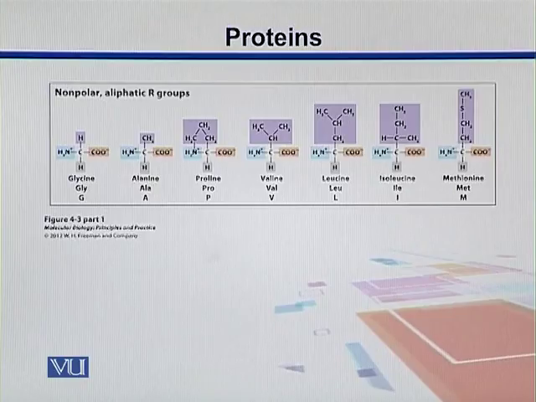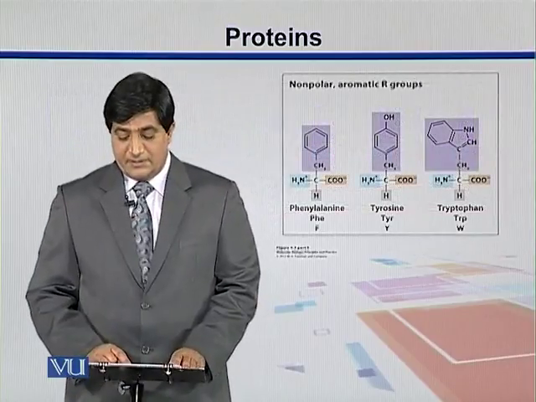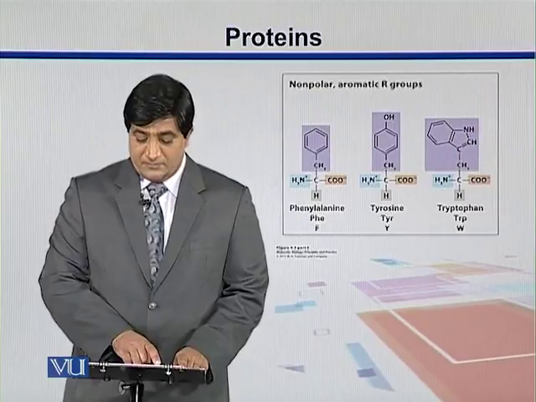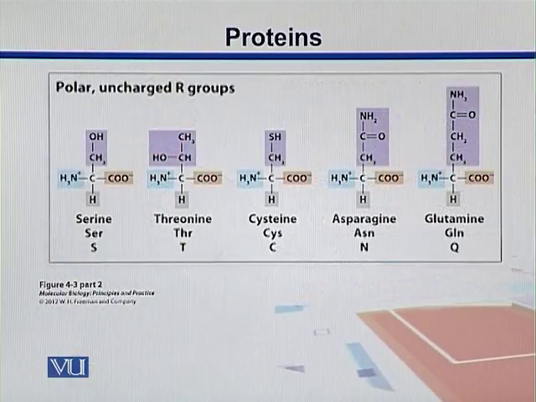Then you can see there are 3 letter codes down there, and you can also see their single letter codes. Those single letter codes are important for us, so when we talk about some amino acid chain or some protein, we will use these symbols. Here we see another group, which is nonpolar aromatic R group containing amino acids, which are phenylalanine, tyrosine, and tryptophan. Polar uncharged group amino acids are serine, threonine, cysteine, asparagine, and glutamine.